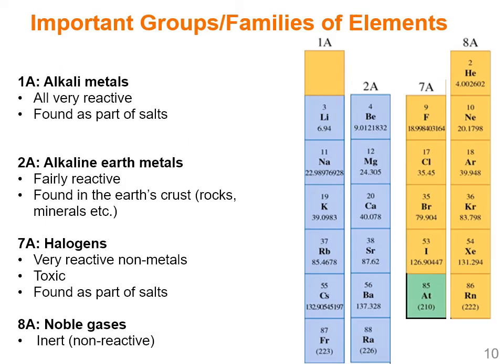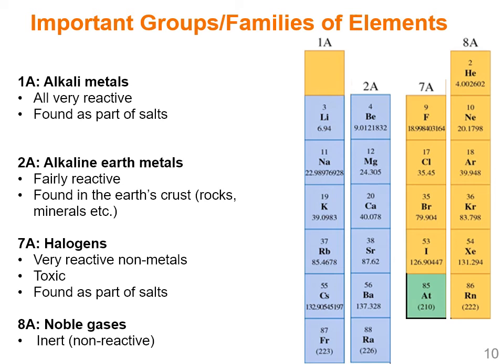There are certain important groups of elements that you need to know. Remember, groups are the vertical columns in the periodic table. We're going to look at elements of group 1A, 2A, 7A, and 8A. Group 1A elements are called alkali metals. Lithium, sodium, potassium, and so on. These are all very reactive metals. They're never found by themselves in pure form in nature. They're always as part of salts.